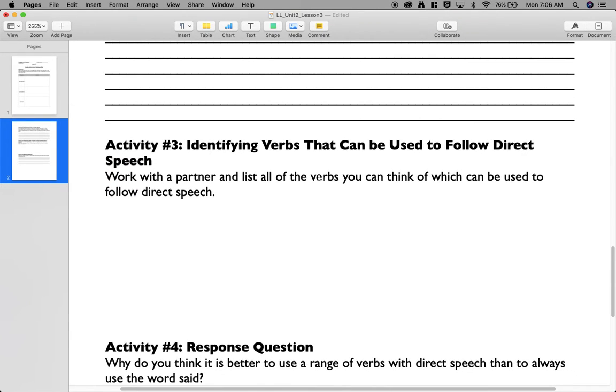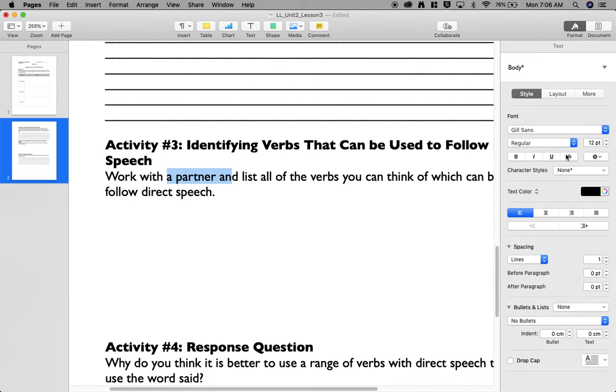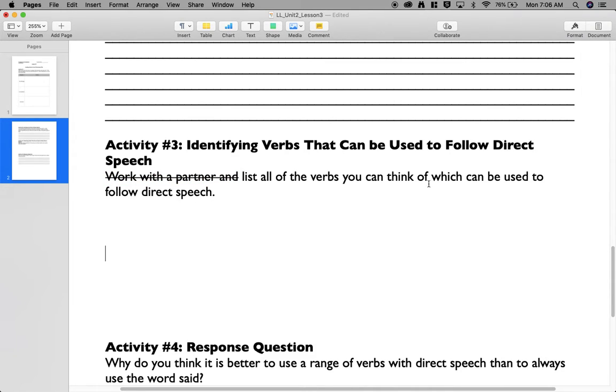Activity 3. Identify verbs that can be used to follow direct speech. Work with a partner. Obviously you can't. I don't know if there's a strikeout. Let's strike this out. How about we just do this? List all of the verbs that you can think of that can be used to follow direct speech.